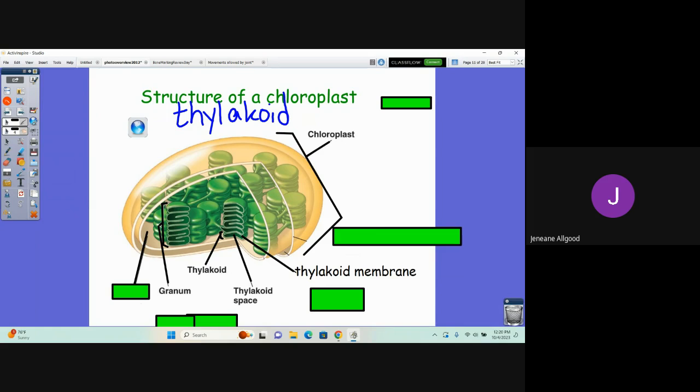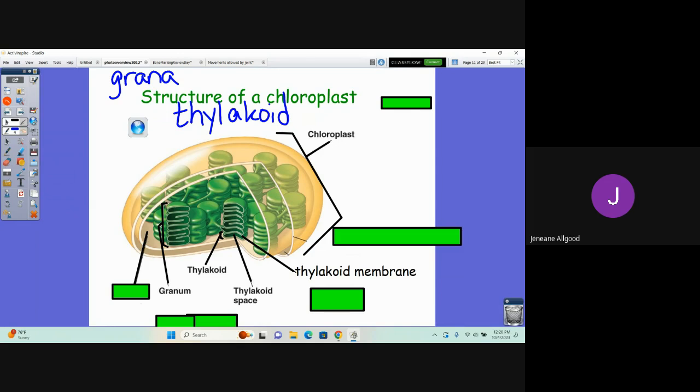That's if I'm just talking about one stack of thylakoids. If I'm talking about multiple stacks of thylakoids, we would call them grana. So that is the plural form of granum.